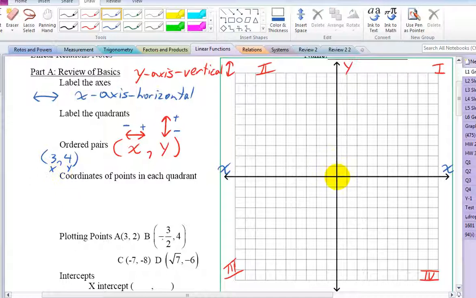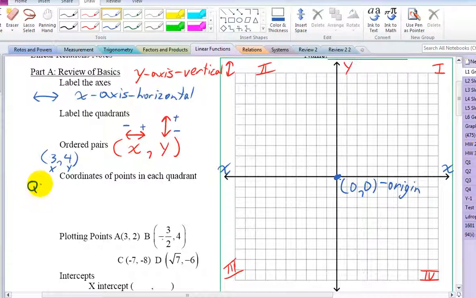Now we have a special point right here where they meet. What do we call that? What's the values of those points? 0, 0. What do we call that point? Not the meeting point. The origin, like the origin of life, the beginning. That's where you should start counting from. Okay. Good.